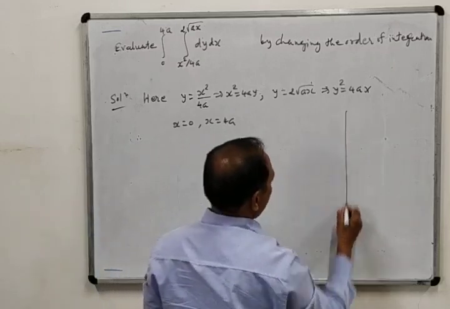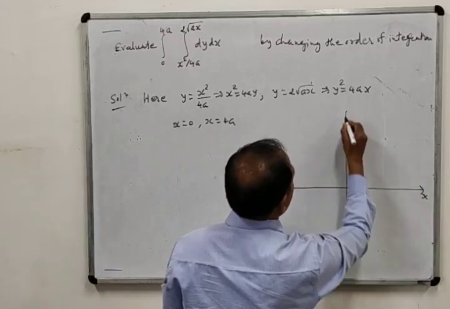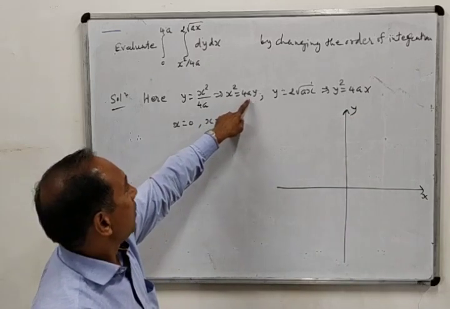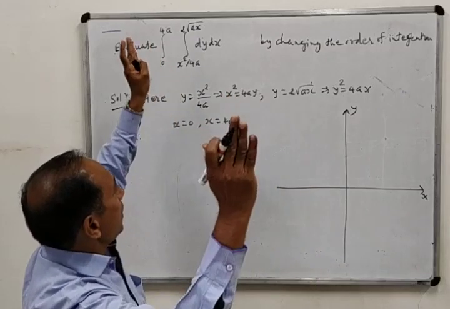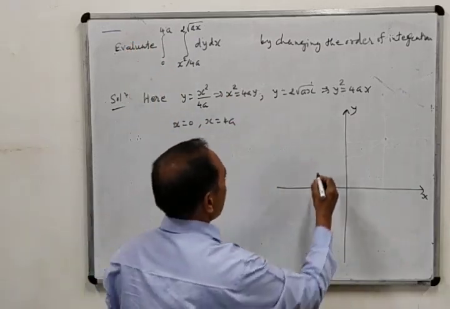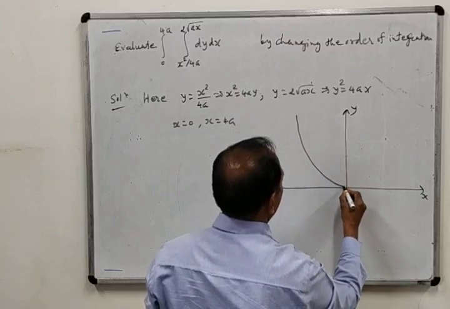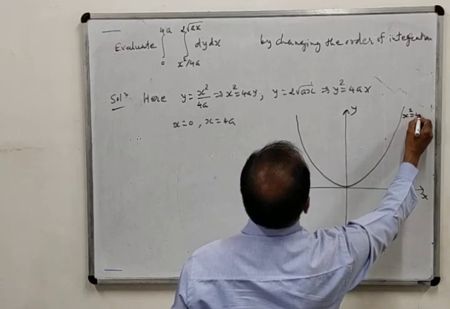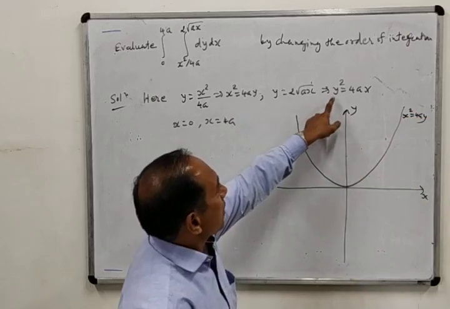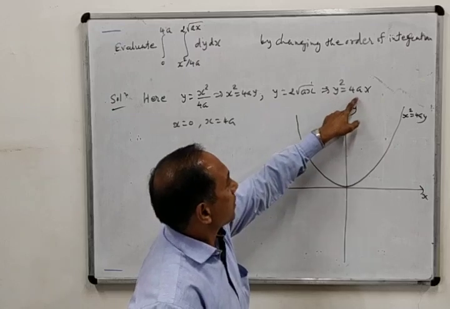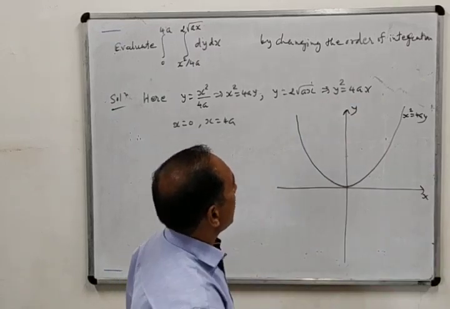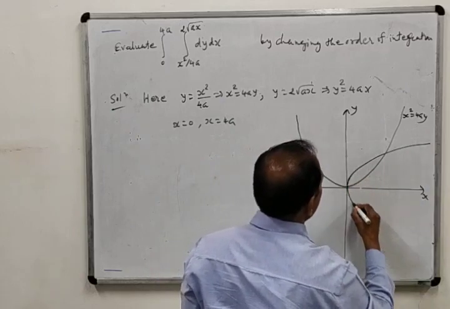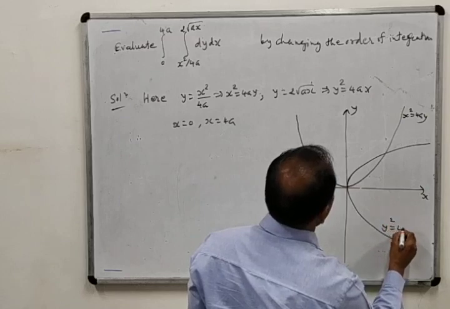So we will draw the figure now. This is the x-axis, this is the y-axis. x square equal to 4ay is the equation of a parabola, so its axis extends towards the positive y-axis, in this way. I will write here x square equal to 4ay. This is again a parabola. Since x is there, its axis extends towards the positive x-axis. So this is the parabola y square equal to 4ax.